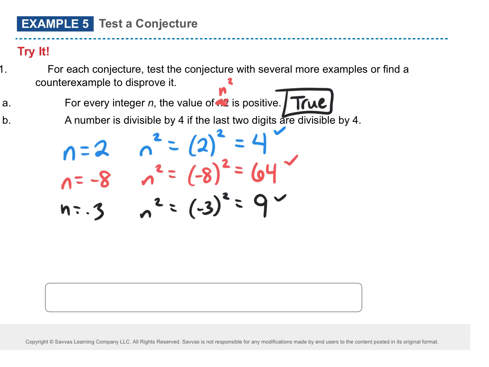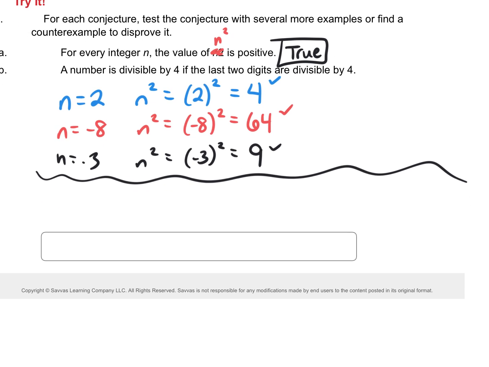Okay. I am going to get you started on part B. Part B says for a number that is divisible by 4, the last 2 digits are divisible by 4. So what that means is let's all try the value 184. I'm going to explain what this is saying. It is saying the last 2 digits are divisible by 4. Is 8 divisible by 4? Yes. Is 4 divisible by 4? Yes. So the conjecture is saying if that's true, then this whole number has to be divisible by 4. Test it. Is it true?